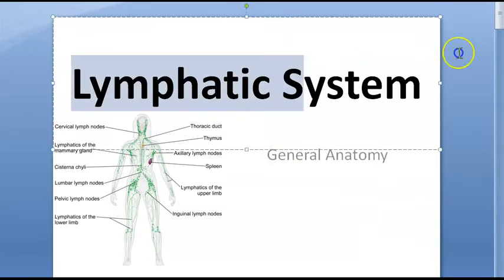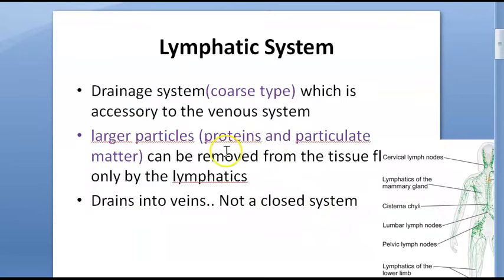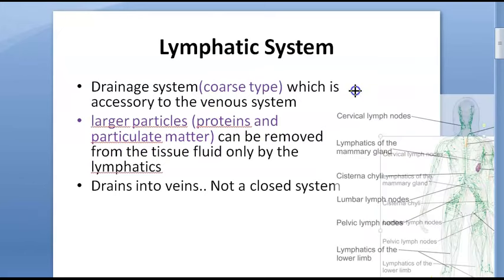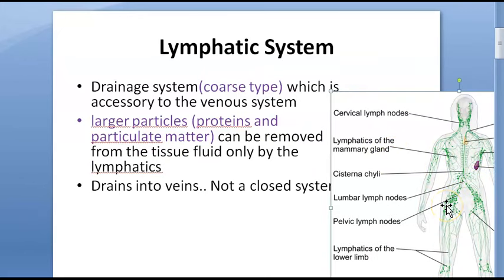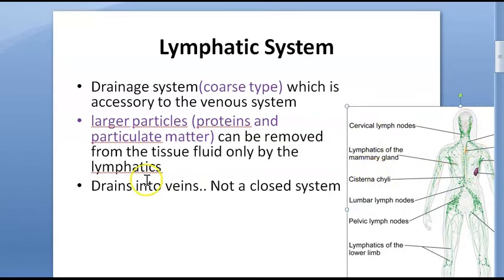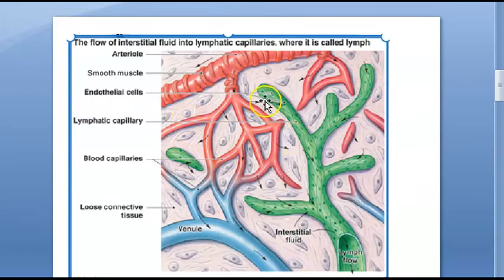So now let us look at a recap. We saw what the lymphatic system is. Basically, it's a drainage system, coarse type, because large particles are drained from tissue. This is in addition to the venous system of drainage that we have. Actually, this is not a closed system. It will collect all the fluid from the tissue, and it will drain into the superior vena cava, you can say. So this is the arteriole and venule. The arteriole is coming and giving all the nutrients. Venule is collecting the carbon dioxide, etc., and everything leaves via the venule.